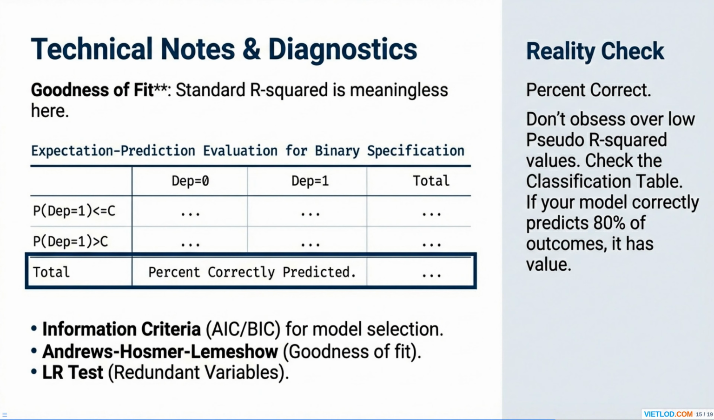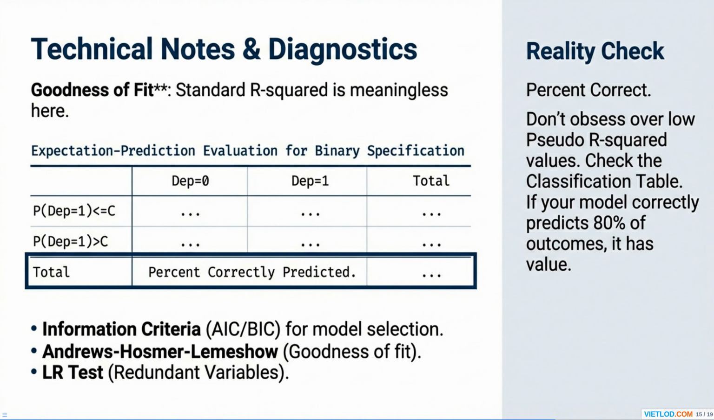When evaluating the discrete and limited dependent variable models we've discussed, traditional metrics like the standard R-squared are largely uninformative. Instead, we shift our focus to more practical measures. A key diagnostic is the percent correctly predicted, which you can derive from the expectation prediction or classification table. This table shows how accurately your model classifies actual outcomes.